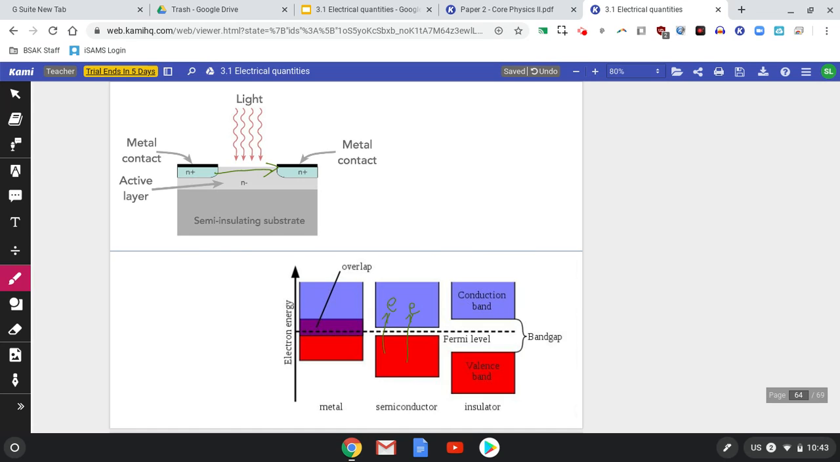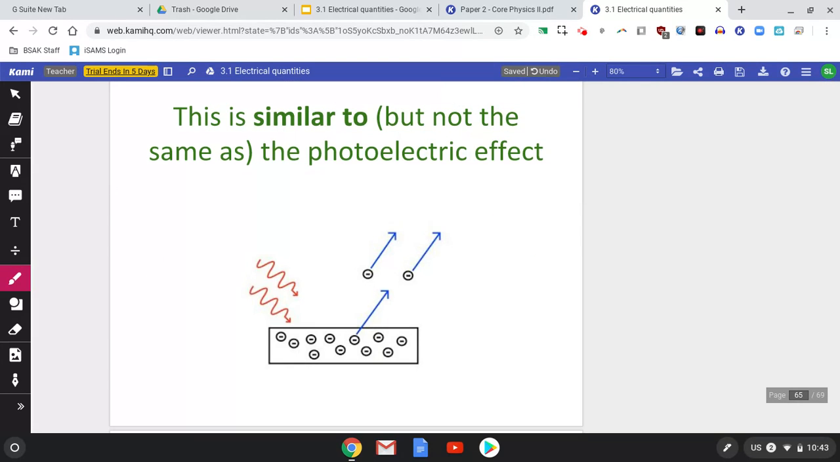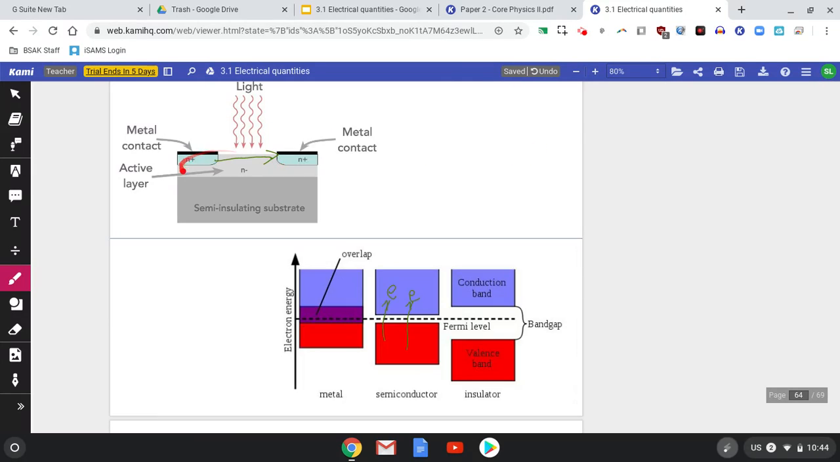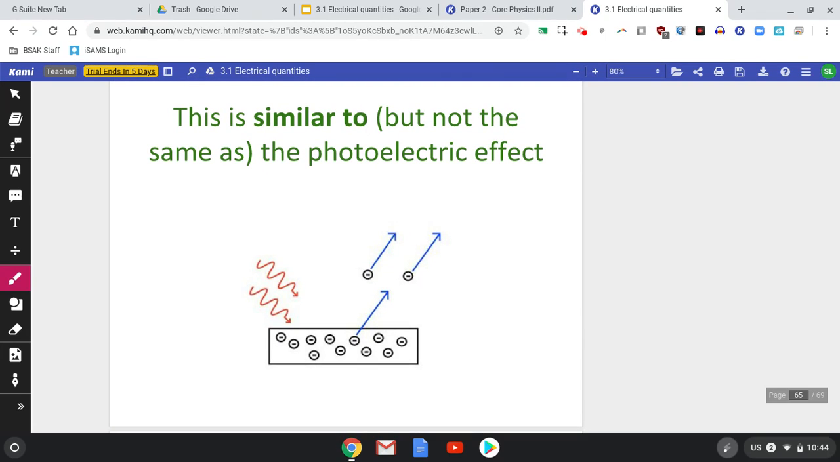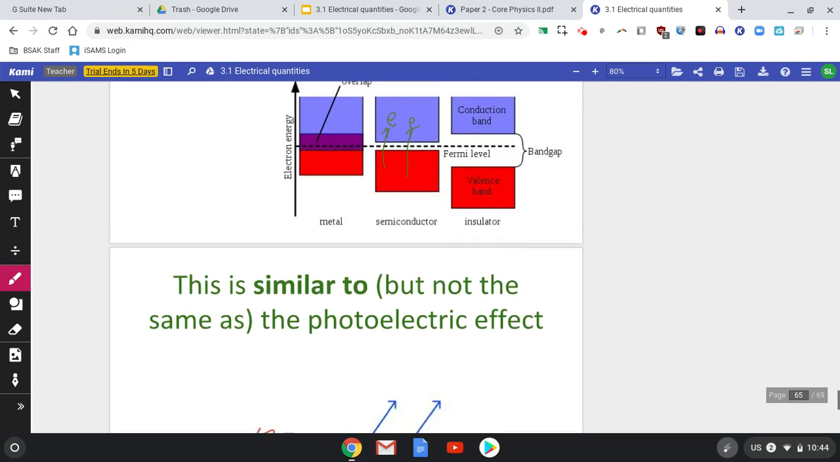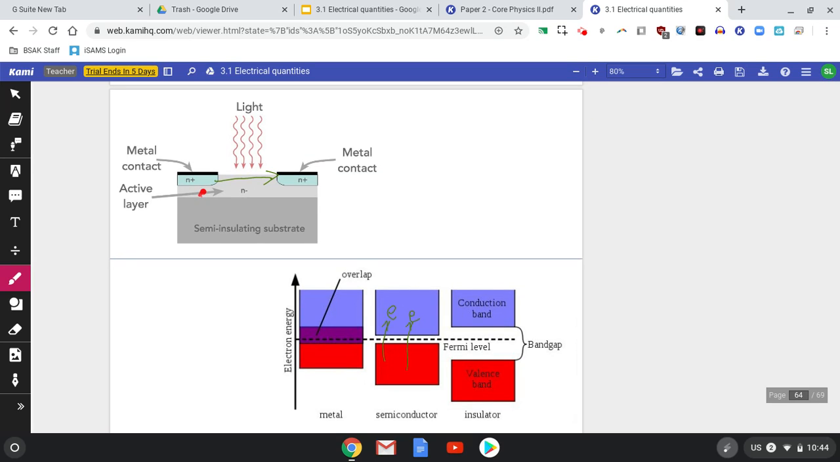Similar, but not exactly the same as the photoelectric effect. With LDRs, we use a semiconductor, and the electrons stay within the semiconductor. But with the photoelectric effect, this happens with metals, and the metals liberate electrons, but the electrons escape the surface of the metal. So quite a few similarities, but quite a few big differences. Electrons are still absorbing photons and gaining energy, but with the photoelectric effect, they escape. With LDRs, they stay within the semiconductor.